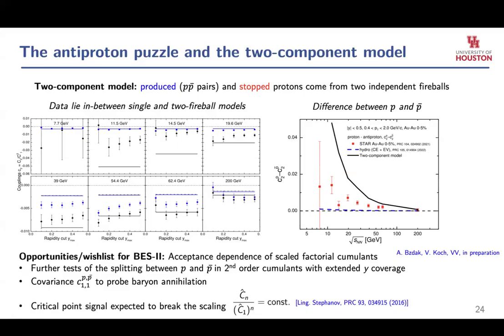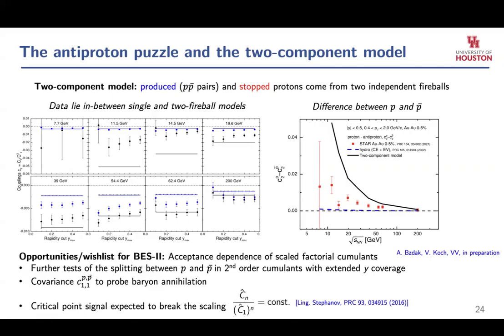So if you make this extreme assumption, now these two lines are the new model prediction of two components. And actually we basically overpredict things here. The splitting is too large compared to data now, apart from maybe some of the higher energies. And this is just as a function of collision energy for the largest acceptance. We just take the difference between proton and antiproton.